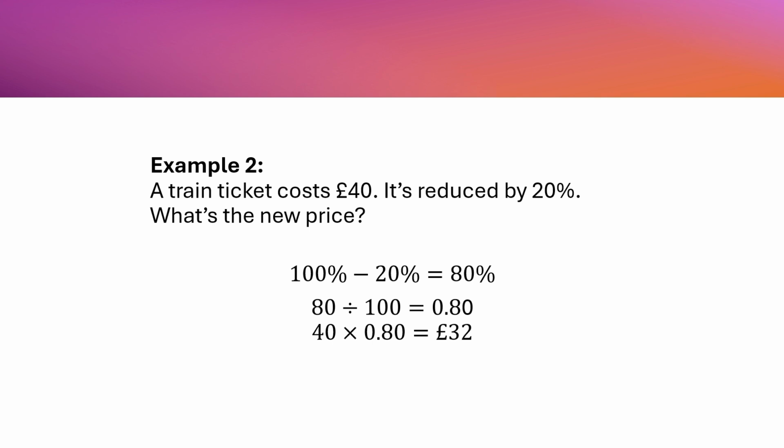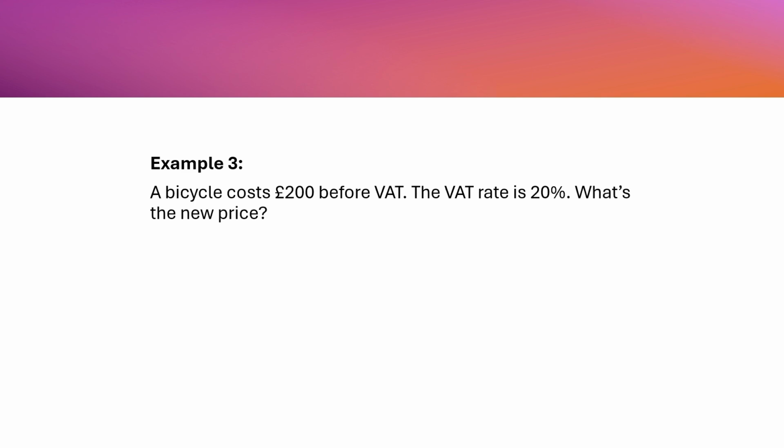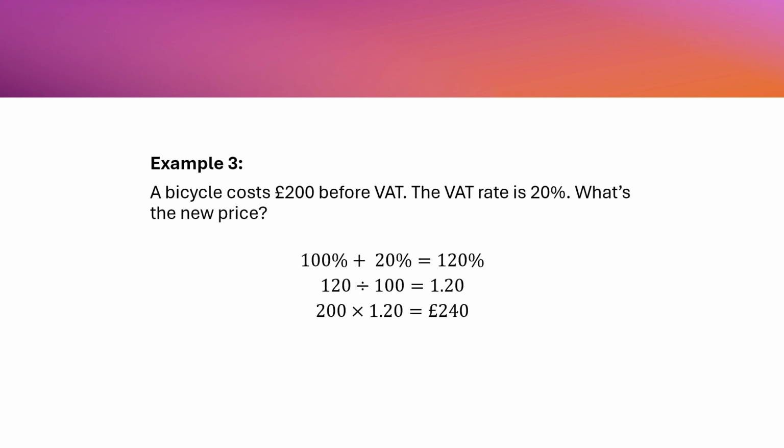Example 3. A bicycle costs £200 before VAT. The VAT rate is 20%. What's the new price? Step 1. Find the VAT multiplier. To add 20% VAT, add 20% to 100%. Write 120% as a decimal. 120% equals 1.20. Step 2. Multiply the original price by the multiplier. £200 times 1.20 equals £240. The price of the bicycle after VAT is £240.